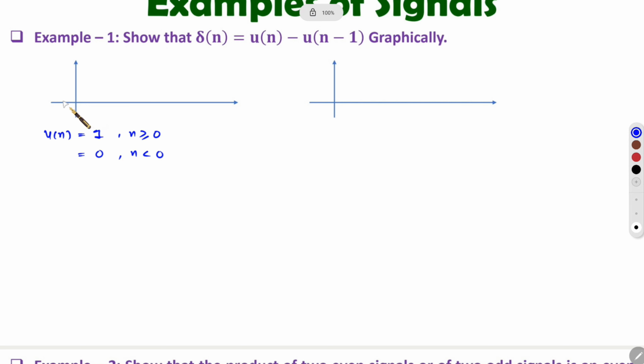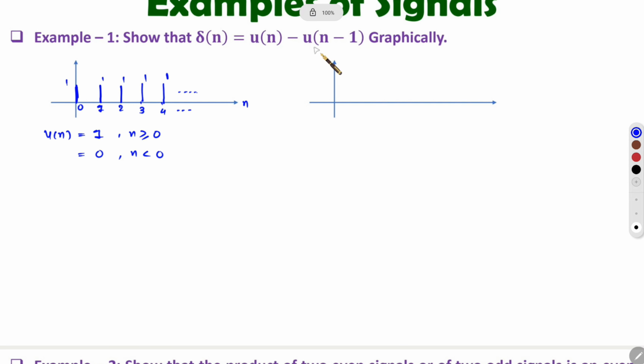If you observe here horizontally, we have n, and for n greater than or equal to 0, it has the value 1. So here there will be a sample of value 1. At n equals 1 also there will be 1. At n equals 2 also there will be 1. So for n greater than or equal to 0, there will be value 1.